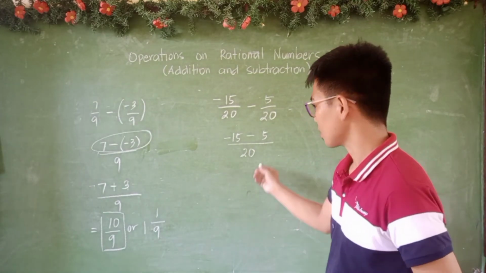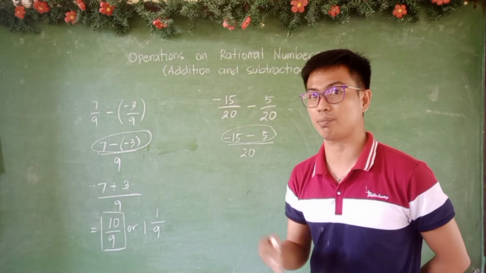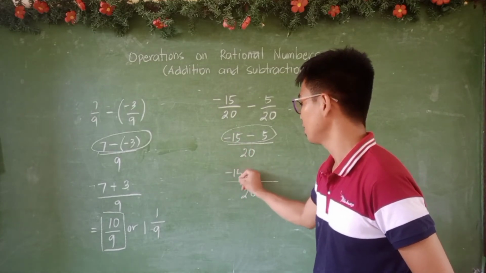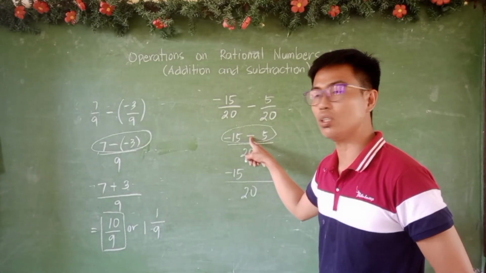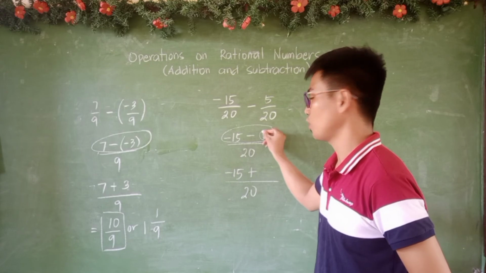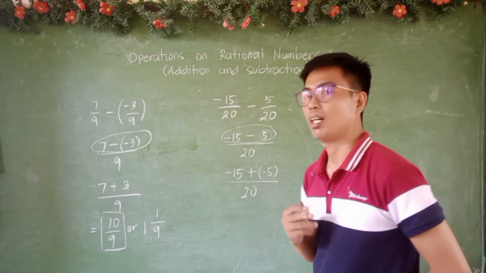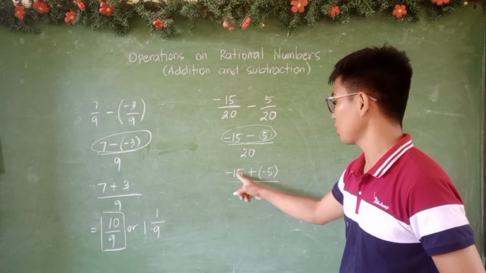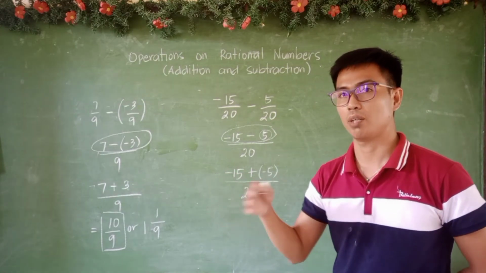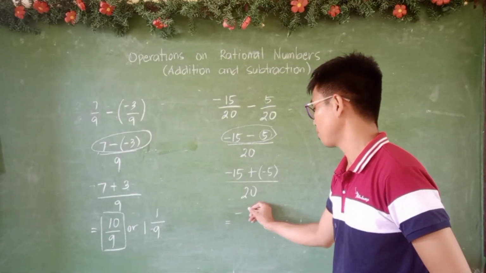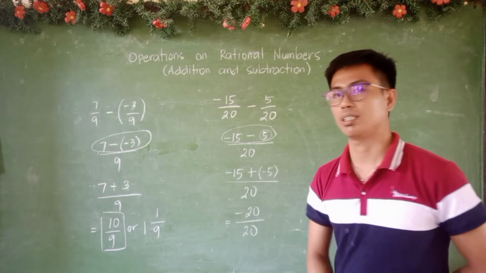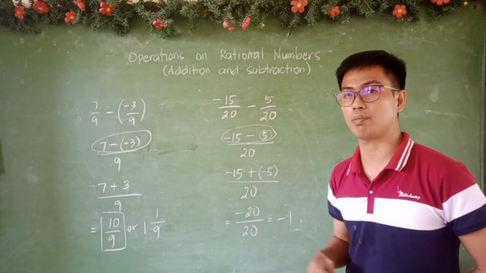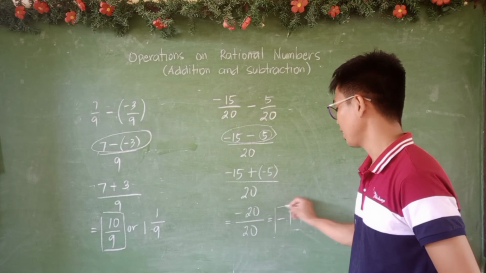So after that, proceed na tayo dito sa ating numerator, which is the subtraction of integers. So we will have 20, then copy the minuend, so that is negative 15. From subtraction, we're going to change that into addition, and positive 5 will become negative 5. So that will be negative 15 plus negative 5, so same sign integers, we need to add the numbers. So that will be negative 20 over 20. So we have here negative 20 over 20, so the result is negative 1. Since 20 divided by 20 is 1. So the answer is negative 1.